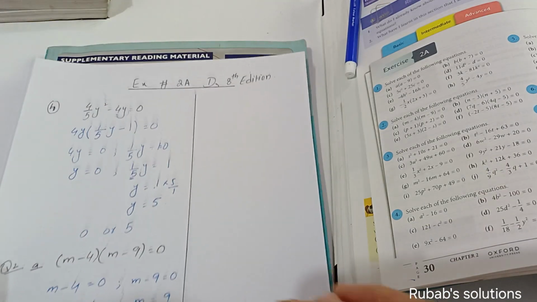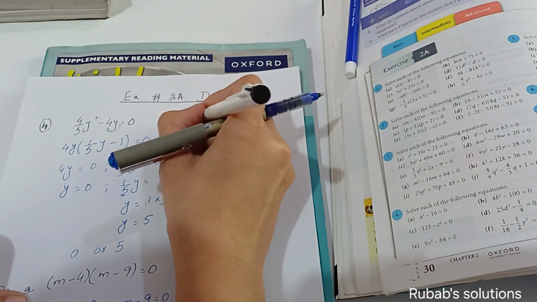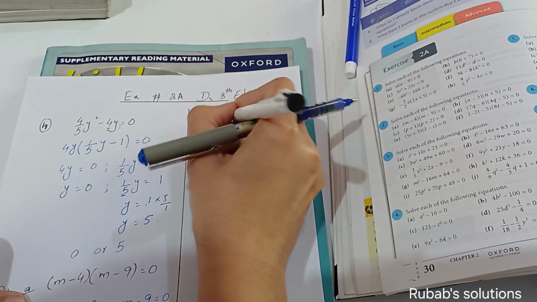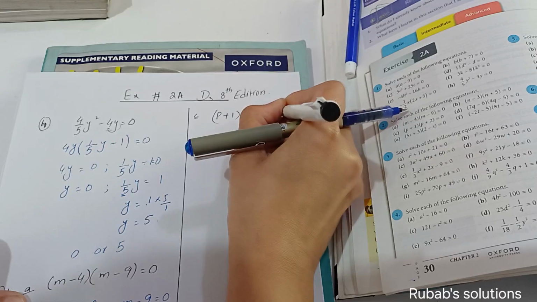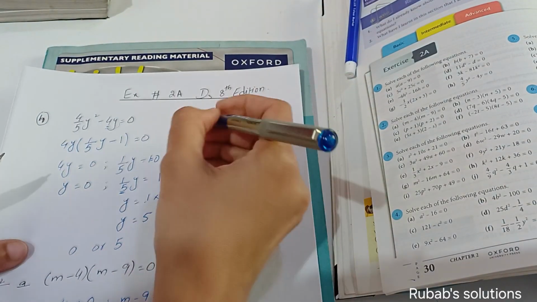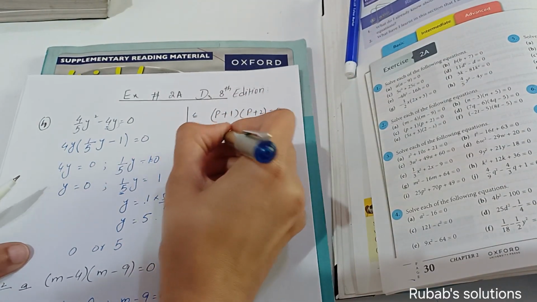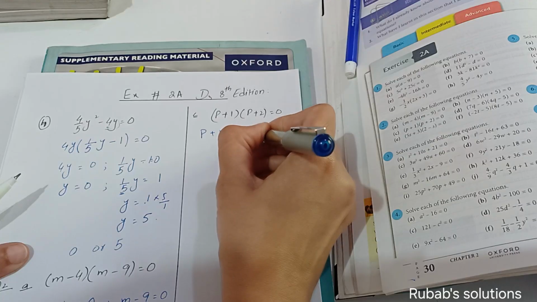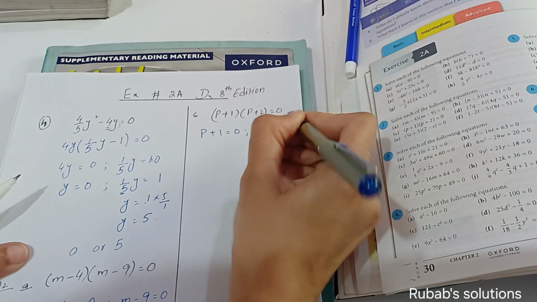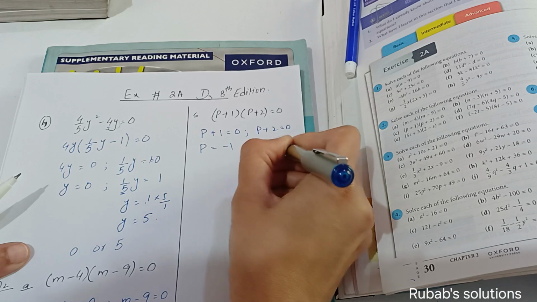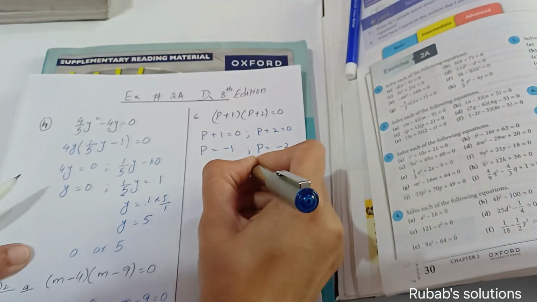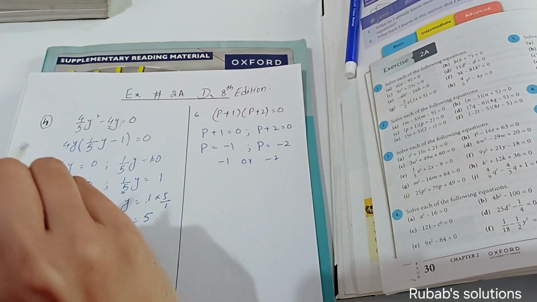Okay, moving towards the next part, that is part C. These are very easy. P plus 1 and P plus 2 is equal to 0. So either P plus 1 is equal to 0, or P plus 2 is equal to 0. P is equal to minus 1 and P is equal to minus 2. So minus 1 or minus 2 is the solution.